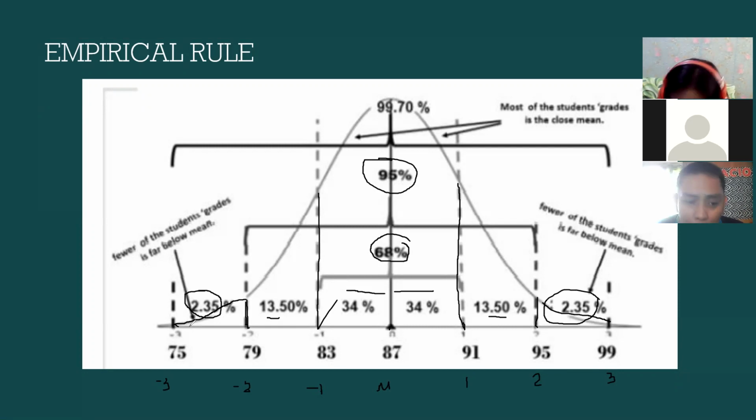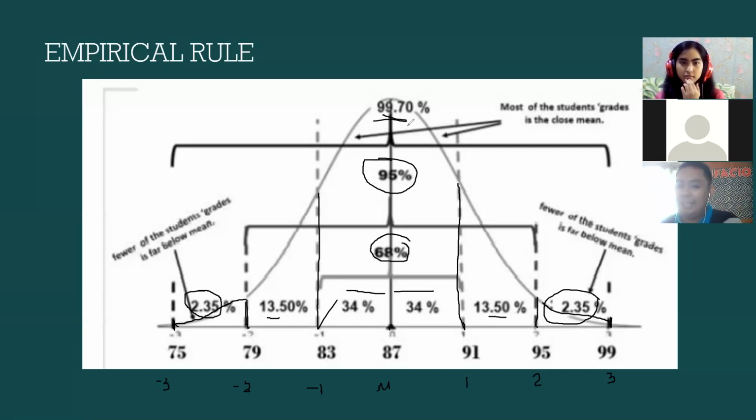So, ibig sabihin, mula dito sa 75 hanggang 95, hanggang 99, ibig sabihin, lahat na ng tao mo, kung may 100% tayo, na-cover mo na yung 99.70%. Asan pa yung 0.3? Ibig sabihin, binibigyan mo pa ng tsansa na mas mababa pa sa 75 yung score or mas mataas pa sa 99 ang score noong ibang estudyante. Pero napakababa ang porsyento na nun. 0.3% na lang.